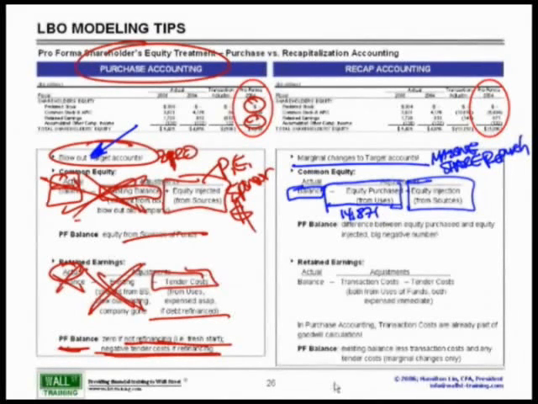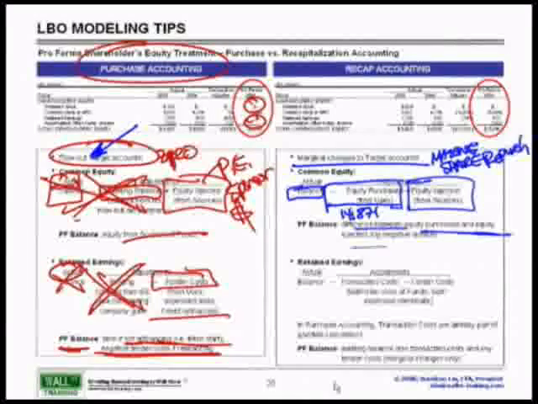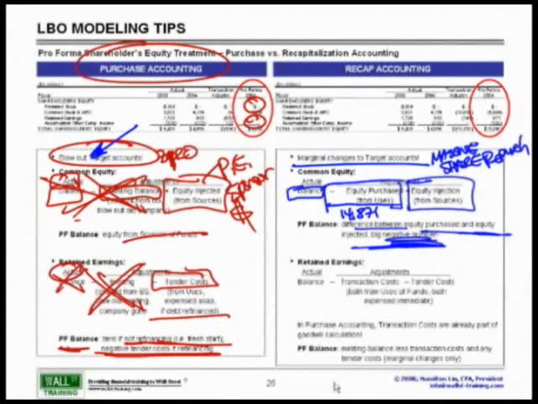So again, this is why it's the difference between the equity purchase and equity injection. This is a big negative number. Why is this a big negative number on the recap accounting? Because you're buying back a huge amount of stock and you're putting in a lot less of additional equity.